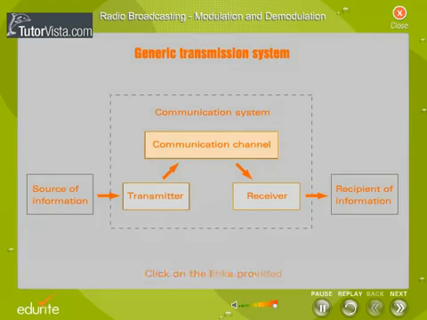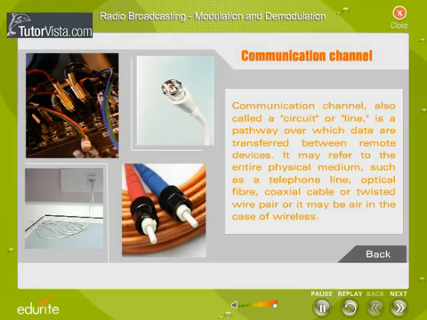Communication channel, also called a circuit or line, is a pathway over which data are transferred between remote devices. It may refer to the entire physical medium such as a telephone line, optical fiber, coaxial cable or twisted wire pair, or it may be air in the case of wireless.